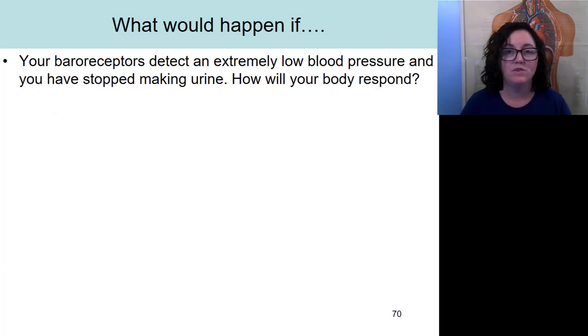All right, now see if you can go through the opposite scenario on your own. What would happen if your baroreceptors detected extremely low blood pressure? It's so low, you've basically stopped making urine. Not good. How will your body respond? How will your body bring your blood pressure back up to normal? What are the different things that are going to happen to bring that blood pressure back up to normal? Pause the video and see if you can go through this process, and then come back to the video and check your answer.